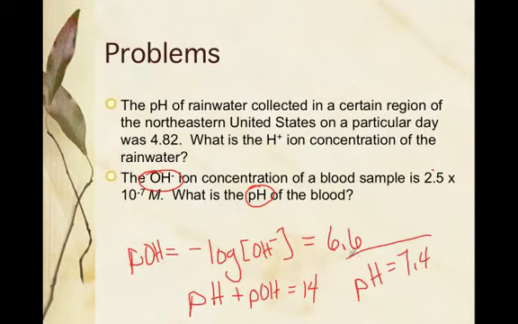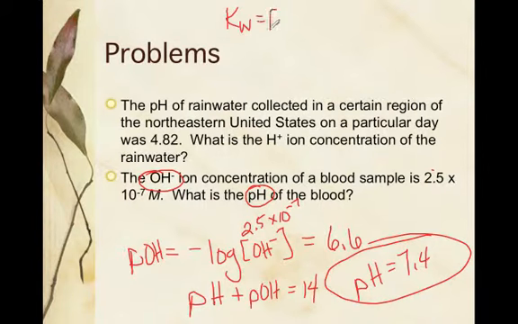So how did you get that 6.6? The negative log of 2.5 times 10 to the negative 7th. Now, what's the other way we could have done this problem? There's two ways. We could have first solved using our Kw equation, solve for H plus concentration. So taking 1 times 10 to the negative 14th and dividing by the 2.5 times 10 to the negative 7th, and then use that number in our pH equation.